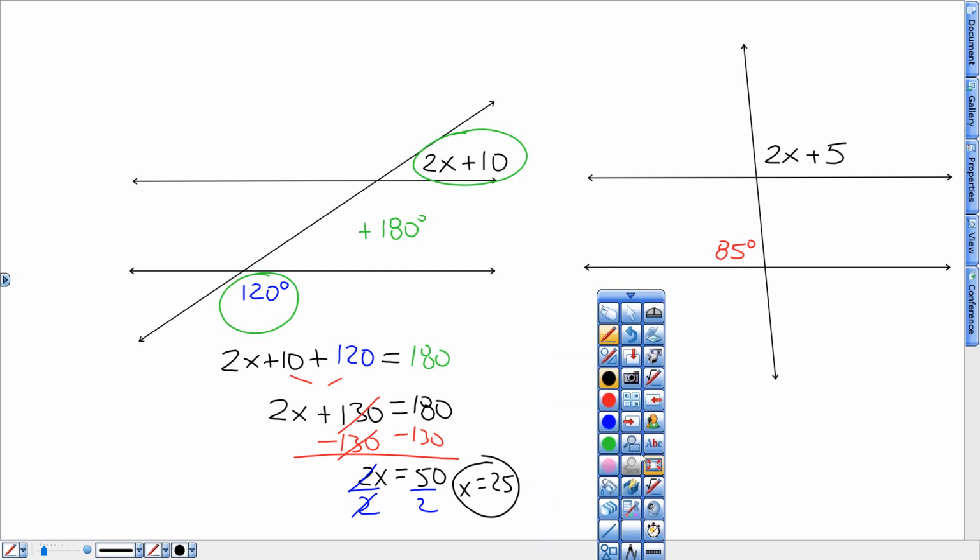If I want to find that angle, I could either quickly take away 120 from 180 to get 60 right away, or I could take that 25 and plug it in for x and get that 60 the long way. 25 times 2 plus 10, that gives me 50 plus 10. I could do it that way, find that angle the long way.